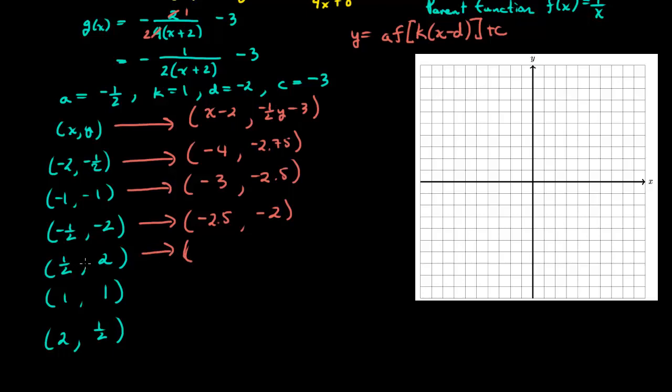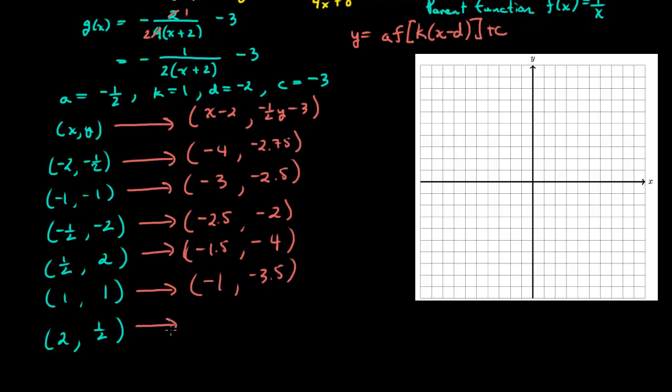Okay, next we have 1/2 minus 2, which is minus 1.5, comma, I'll have 2 times negative a half. 2 times negative a half is minus 1. Minus 1 minus 3 is minus 4. Then 1 comma 1, I have 1 minus 2, which is minus 1, comma, negative a half times 1. Negative a half times 1 is negative 0.5. Negative 0.5 minus 3 is negative 3.5.